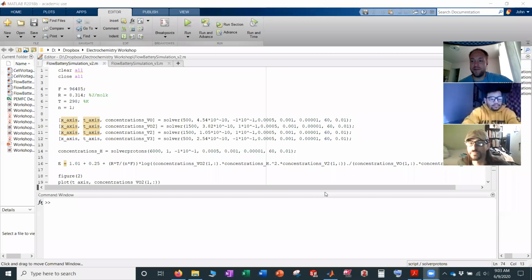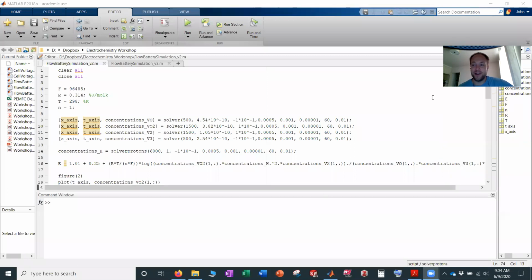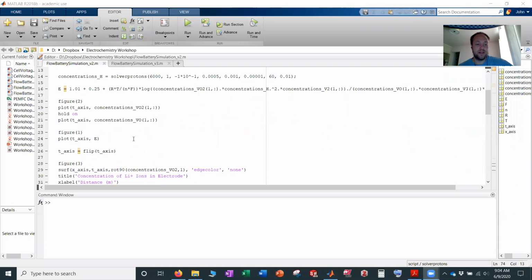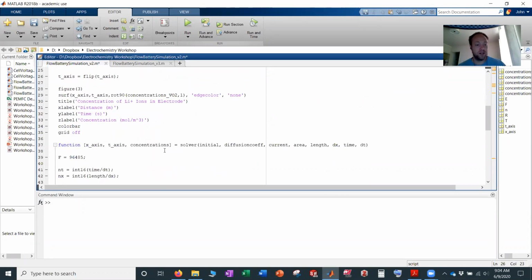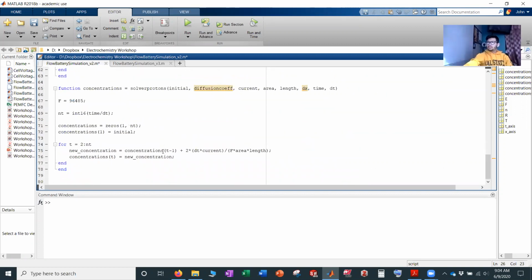So last time, I think Maya got everyone pretty far. You were simulating these concentration profiles throughout your battery, and suppress some of these outputs. So I just grabbed this from her. So this all looks pretty good.